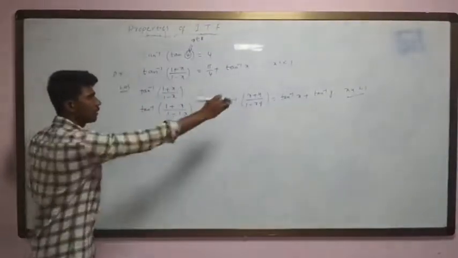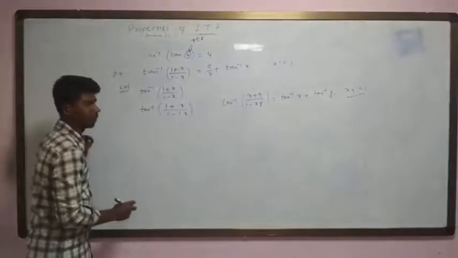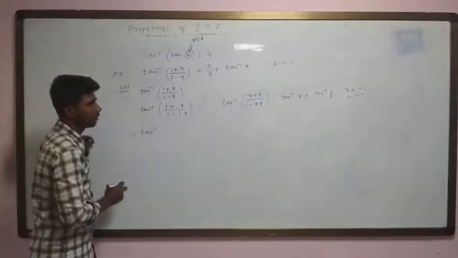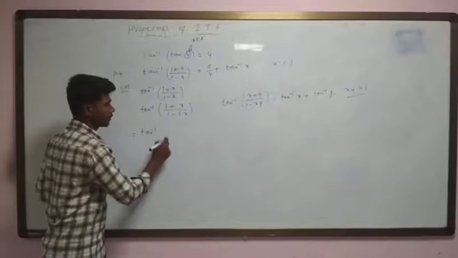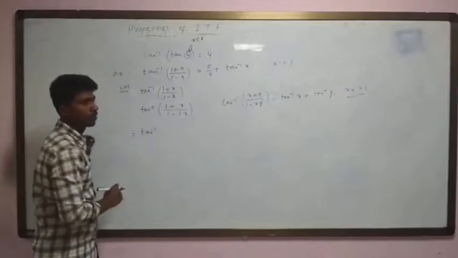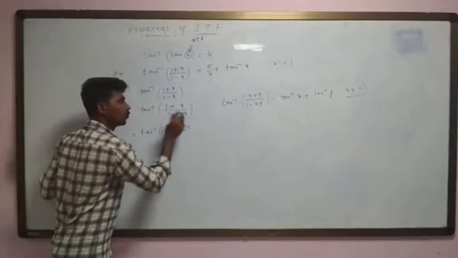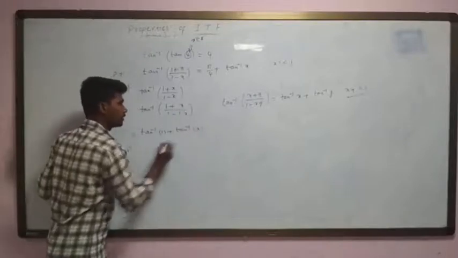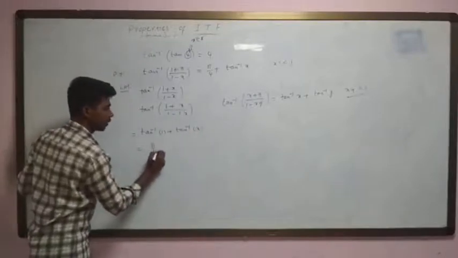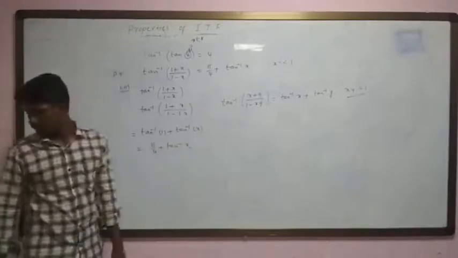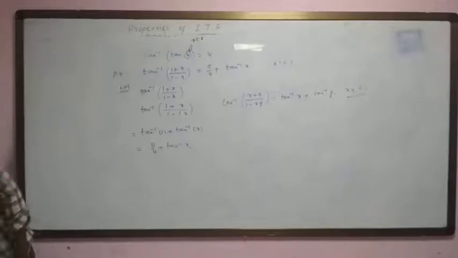Now, if I apply that formula, what do I get? This can be written as tan inverse of x, what is x? 1, plus tan inverse of y. What is y here? x. So tan inverse of 1 is pi by 4 plus tan inverse of x. Next problem.